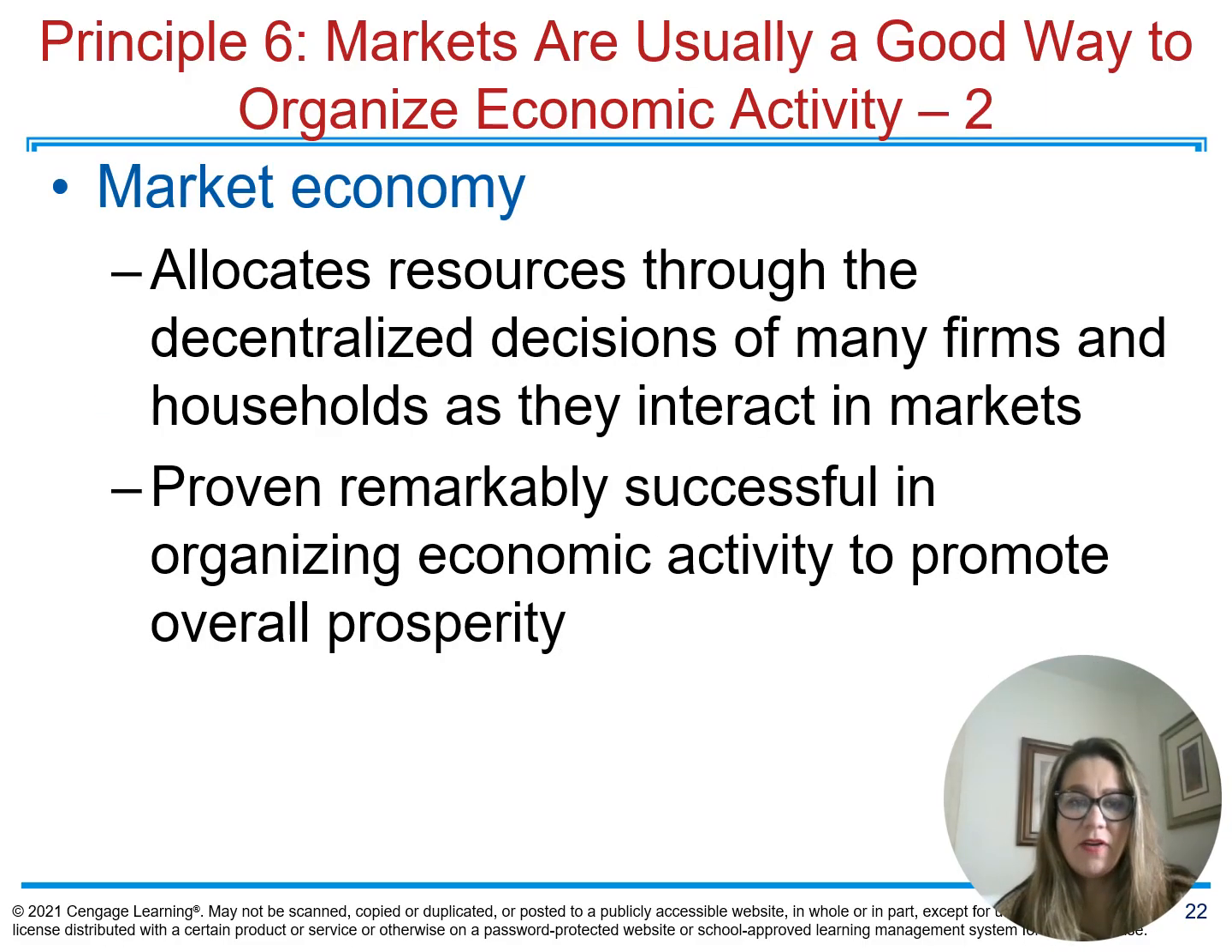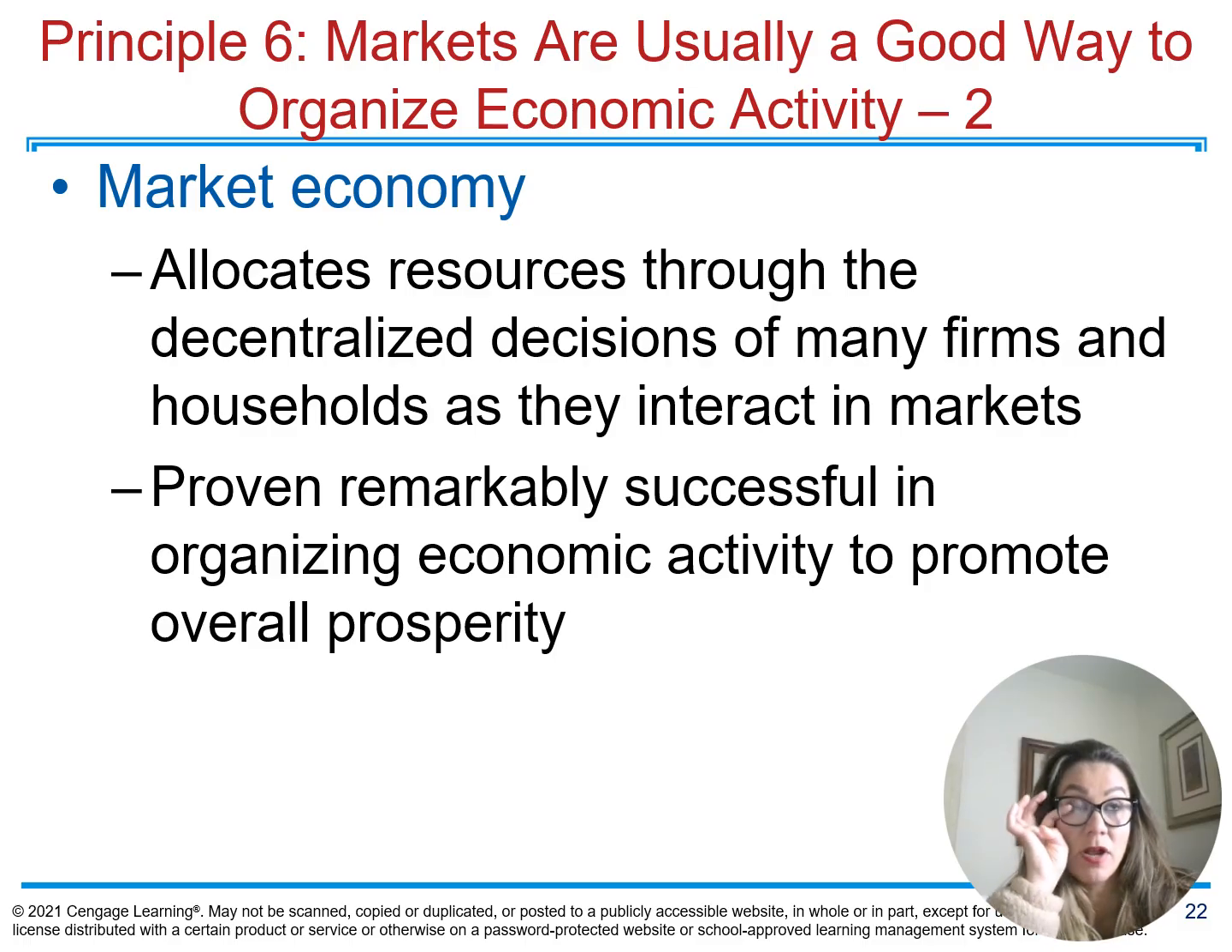So in a market economy, resources are allocated through the decentralized decisions of many firms and households as they interact in markets. The way that we know what resources go to what entity is through the decentralized decisions of many firms and households. So there is not one entity that is in charge of deciding what gets to be produced and what gets to be consumed in an economy, right?